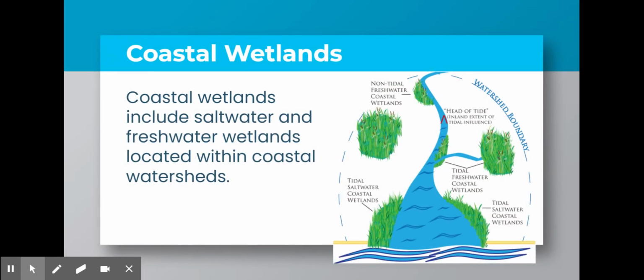Coastal wetlands are very important features. They include both saltwater and freshwater wetlands, and they're located within the coastal watersheds.